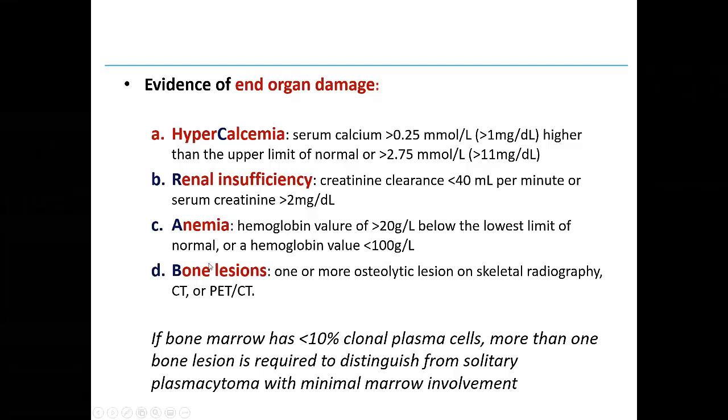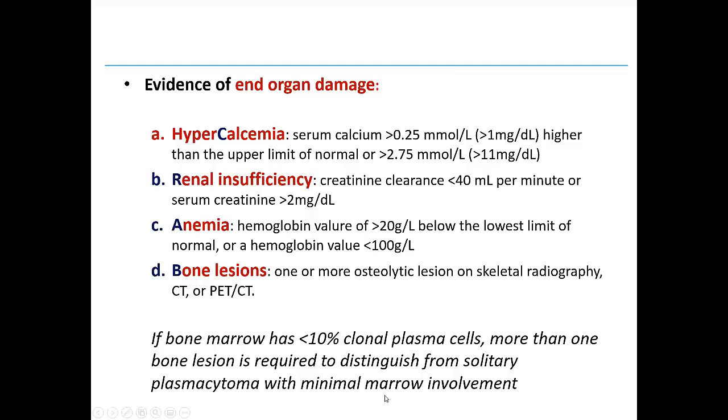And then we have B of CRAB, bone lesions. It should be 1 or more osteolytic lesions on skeletal radiography or on CT or on PET-CT. Now, sometimes we say here that the plasma cells should be more than 10%, and then they have to be clonal, which I told you, either kappa or lambda. But sometimes, suppose the bone marrow plasma cells are less than 10%, then more than one bone lesion is required to distinguish from solitary plasmacytoma with minimal marrow involvement.